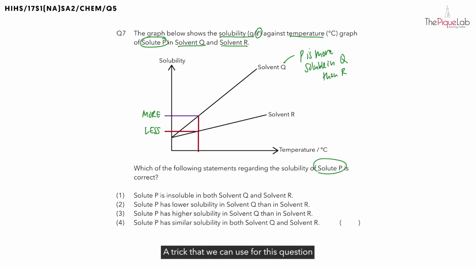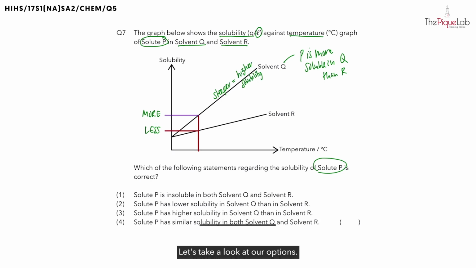A trick that we can use for this question is to look at the gradients for graph Q and graph R. Which graph is steeper? We have the graph for solvent Q that is steeper. And since it is steeper, that means that P would have a higher solubility in solvent Q.